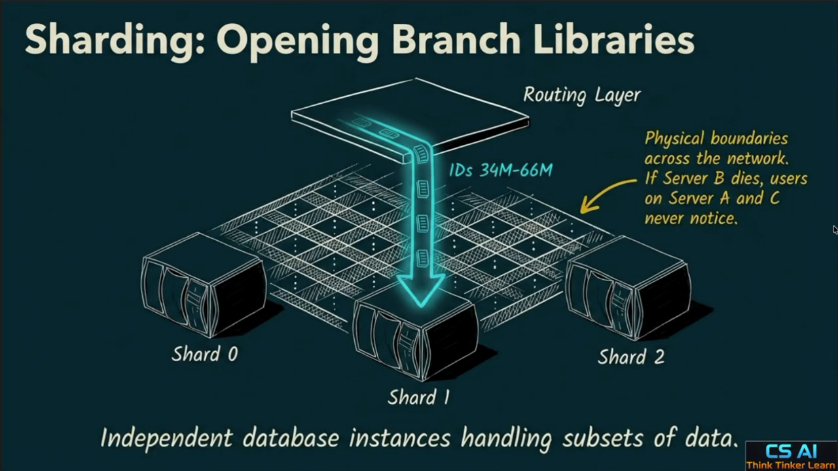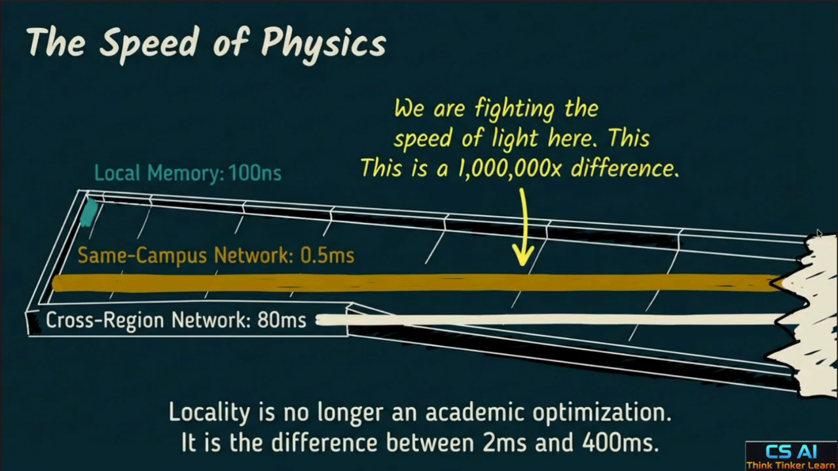This leads us to sharding, opening branch libraries. Now we are operating across physical boundaries. We have independent database instances, each with its own CPU and memory. If one server goes down, the rest of your system remains completely untouched. It's true isolation. But you have to respect the speed of physics.